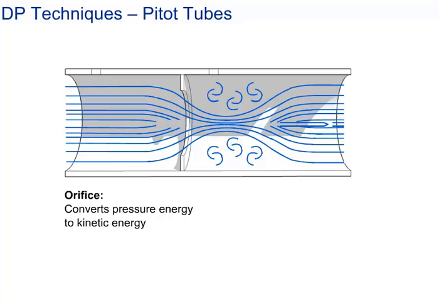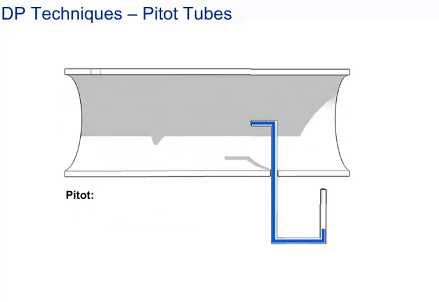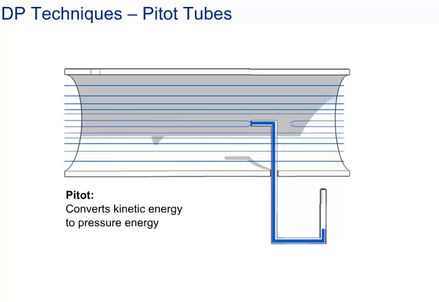We have already seen that this acceleration causes the conversion of pressure energy to kinetic energy and creates a region where the local pressure is lower than the overall static pressure. With a Pitot tube, there is no acceleration of the fluid. A probe is inserted into the flow with the sensing port or ports pointing into the flow stream. Some of the fluid's kinetic energy is converted to pressure energy at the high-pressure tapping, where the flow impacts on the probe, creating a point where the sensed pressure is slightly higher than the overall static pressure.